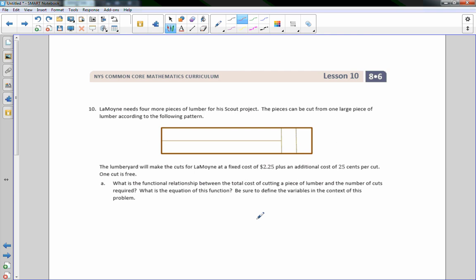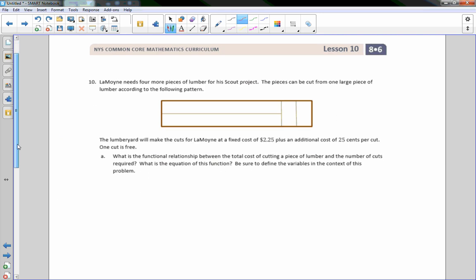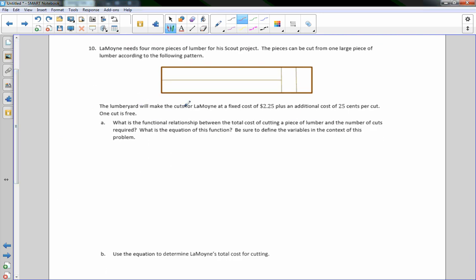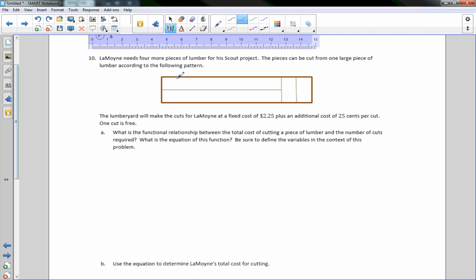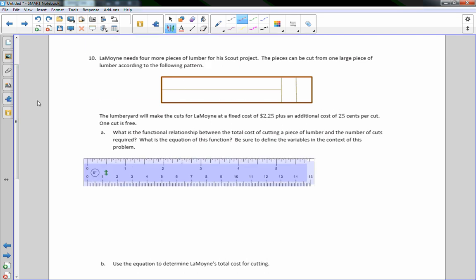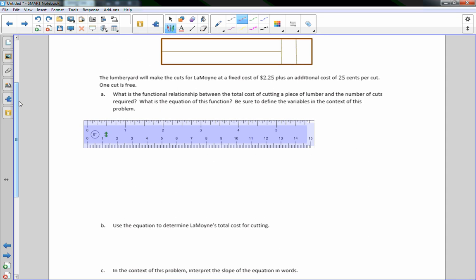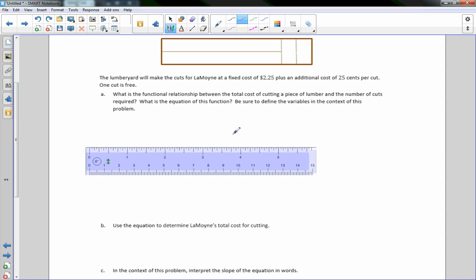Number 10, LeMoyne needs four more pieces of lumber for his scout project. The pieces can be cut from one large piece of lumber according to the following pattern. Okay, so here it says the lumberyard will make the cuts for LeMoyne at a fixed cost of $225 plus an additional cost of 25 cents per cut. One cut is free. So they're going to charge $225. So I'm going to say Y equals X plus 225.